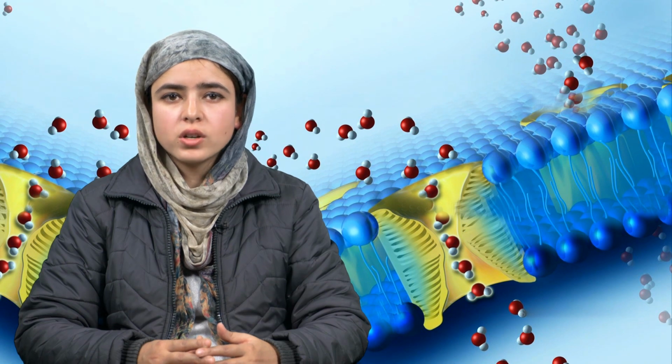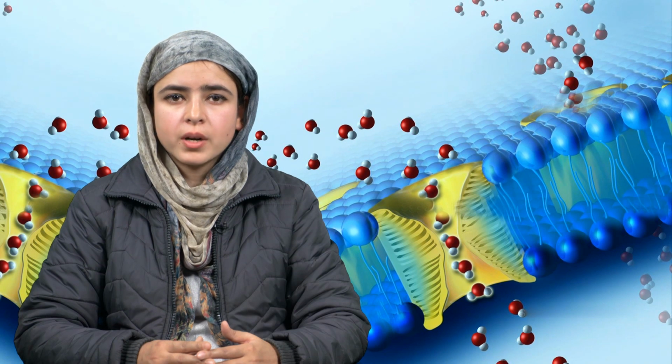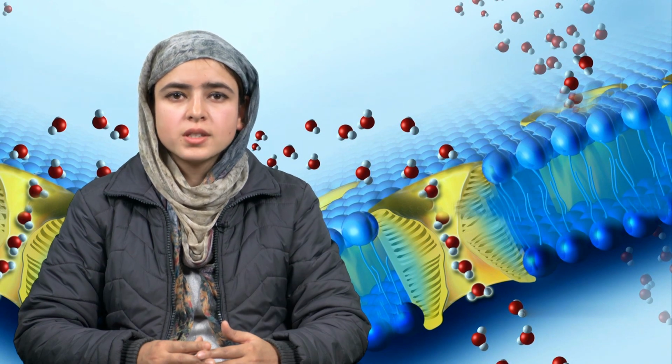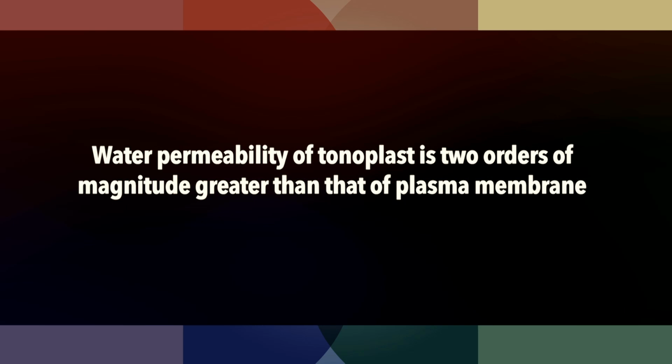Thus, the presence of aquaporins provides a low resistance pathway for the movement of water across a membrane. Furthermore, since aquaporins are gated, this provides greater control for the movement of water intracellularly as well as intercellularly. For example, the water permeability of the tonoplast is 2 orders of magnitude greater than that of the plasma membrane.